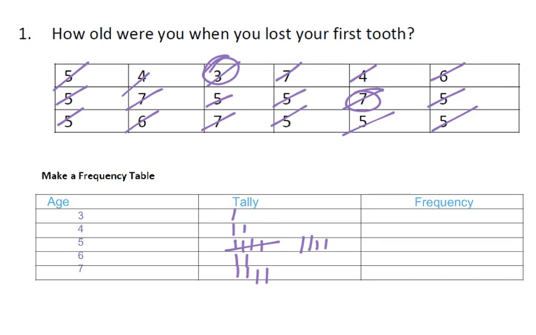Now, you notice that as I went through the data, I would cross off the numbers that I already used. I don't want to reuse the numbers, and I don't want to accidentally skip a number. So that's why I crossed it off.